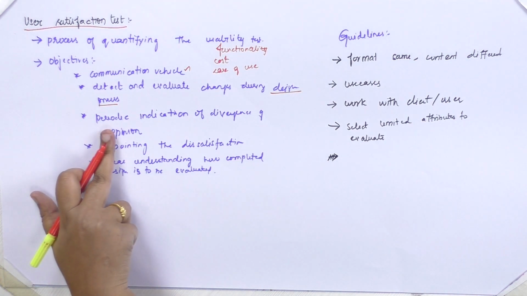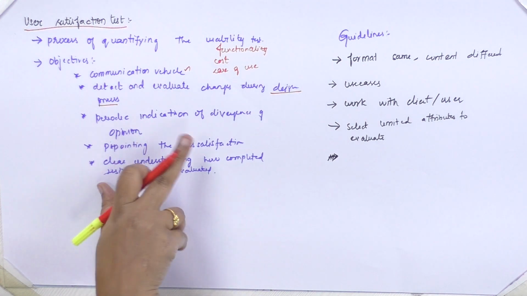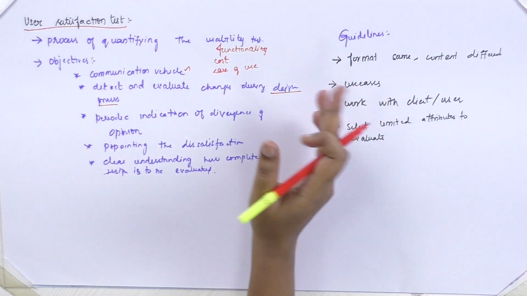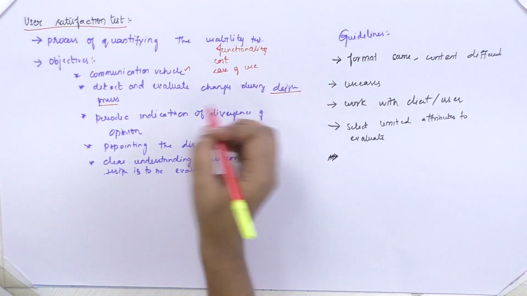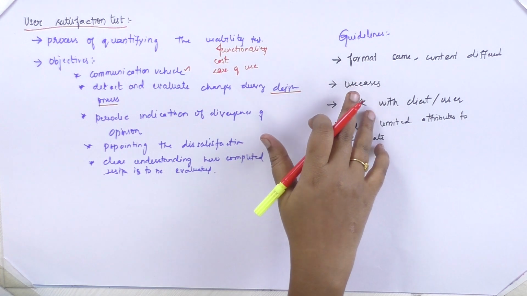Then it has to indicate the periodic divergence of opinion about the current design. Some users may give different opinions about the divergence in the product, so those have to be indicated periodically.